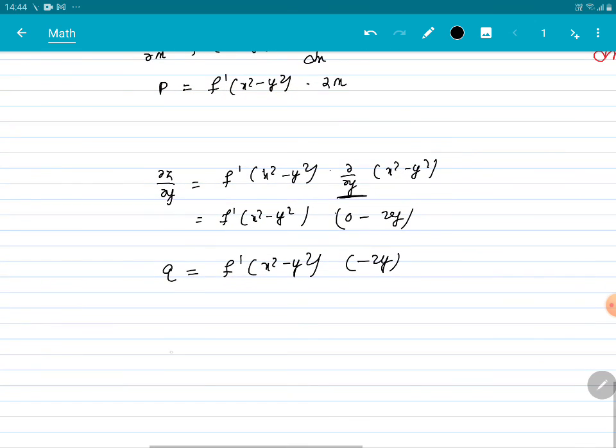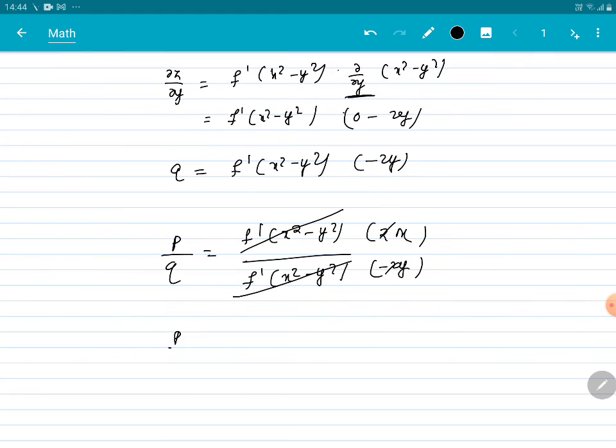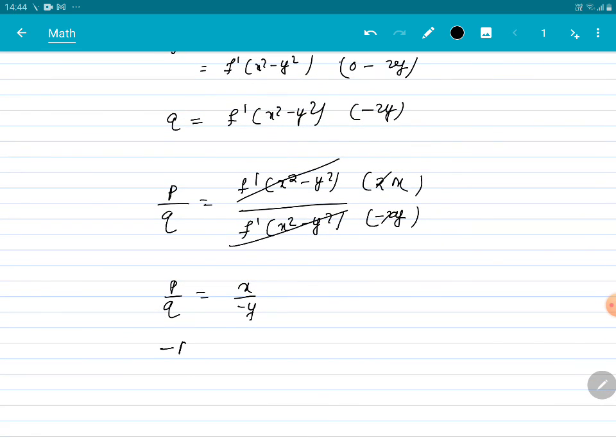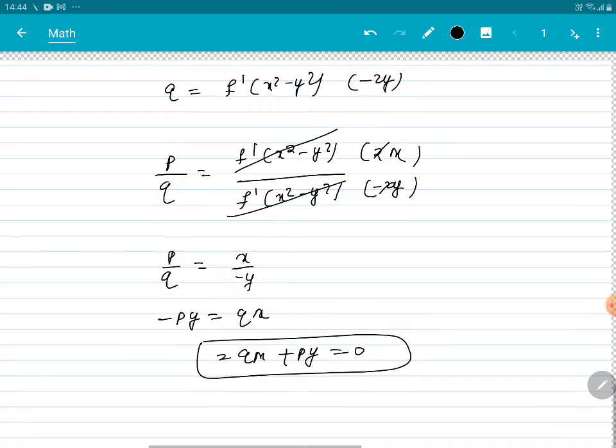Now what happens? Divide both. Always divide, it will cancel. f dash of (x square minus y square) here, and f dash of (x square minus y square) here. Here is 2x. Here is minus 2y. The 2 cancels. So what is p by q? It is x by minus y. Cross multiply. Py is equal to minus qx. Send it to that side. Qx plus py is equal to 0. This is the differential equation. Clear?